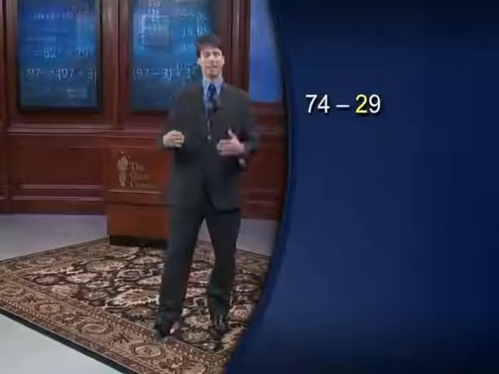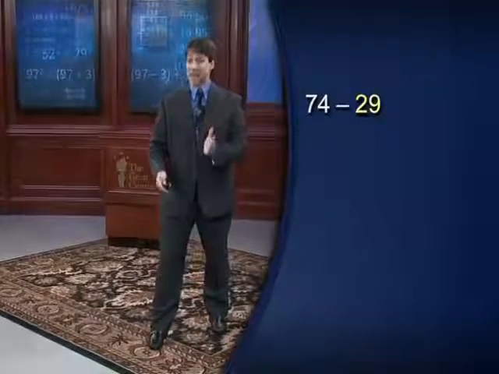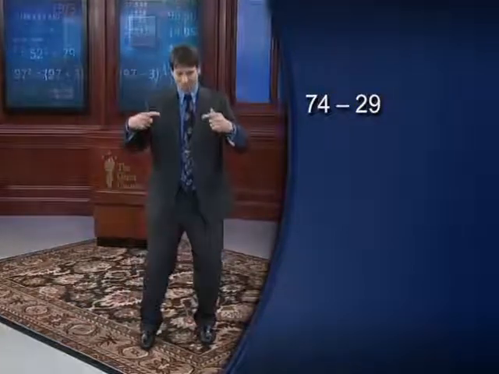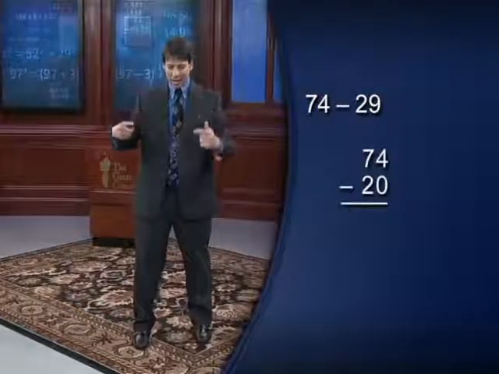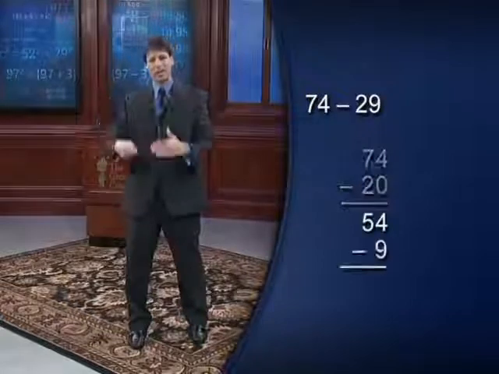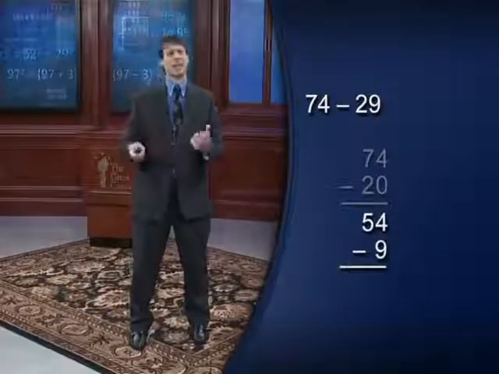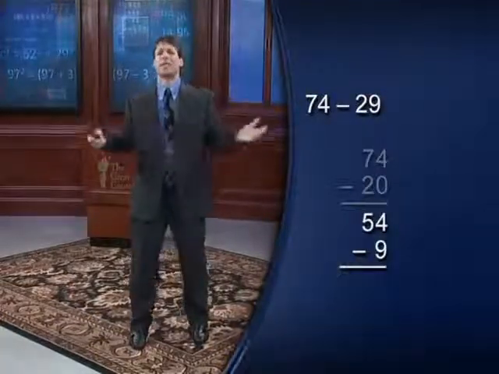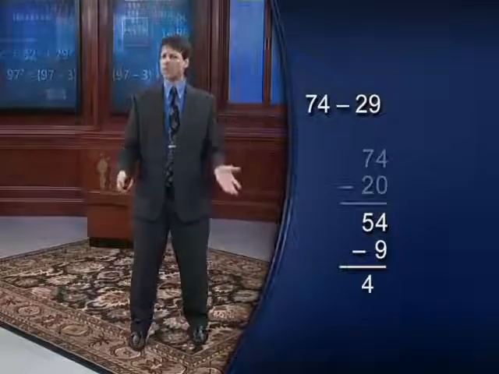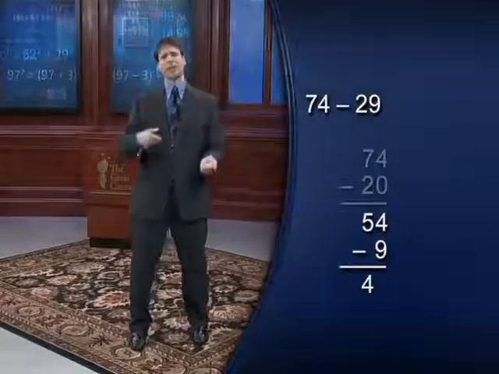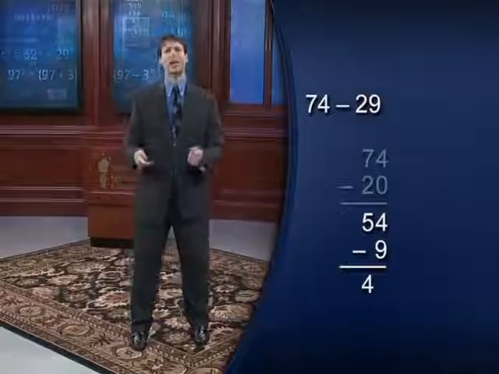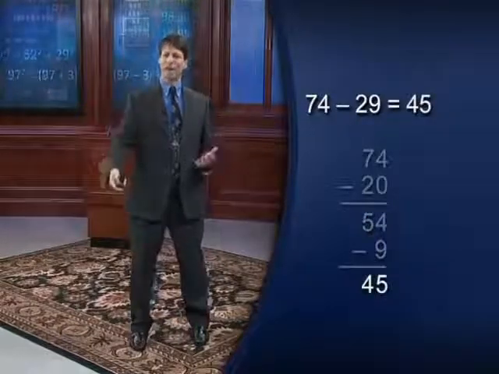In the first way, you subtract 20, then subtract 9. So the problem becomes 74 minus 29. I subtract 20, and I have 54 minus 9. 54 minus 9 is going to be 40-something. 40 what? Well, we know that 14 minus 9 is 5, so it's got to be 45.